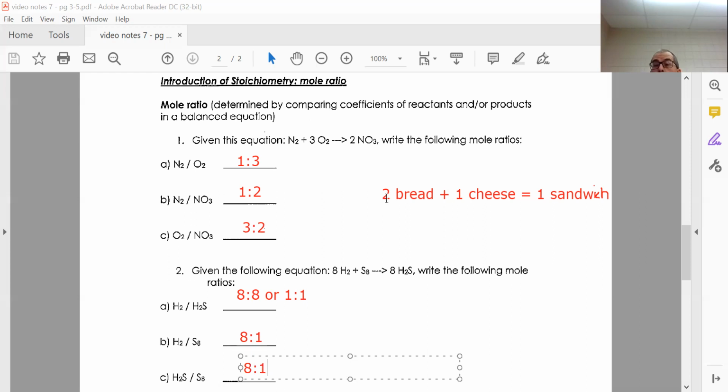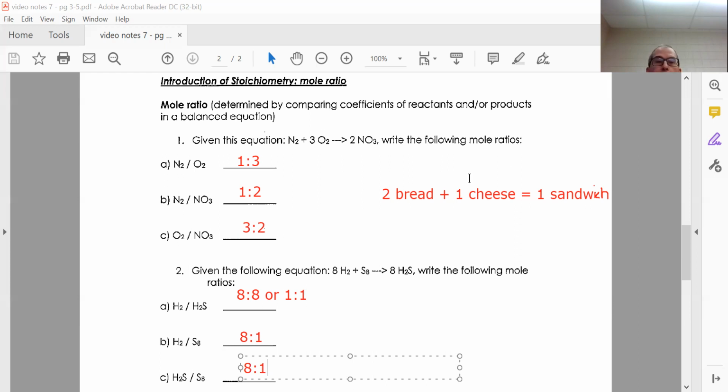Just like in sandwiches, 2 slices of bread combined with 1 slice of cheese to make 1 sandwich. Or I could say 2 dozen pieces of bread combined with 1 dozen pieces of cheese to make 1 dozen sandwiches. I could even say 2 moles of bread combined with 1 mole of cheese to make 1 mole of sandwiches. That would be a lot of sandwiches. However, it's not 2 grams of bread combined with 1 gram of cheese to make 1 gram of sandwiches.